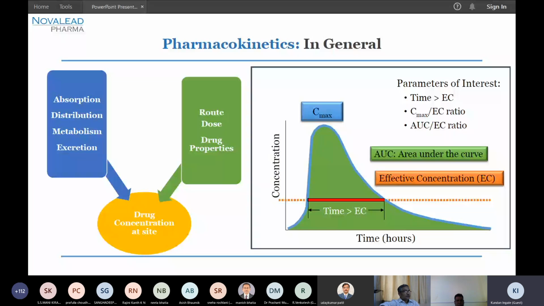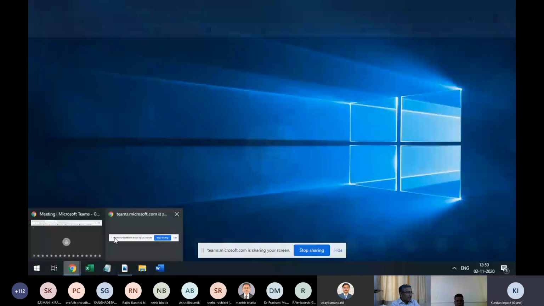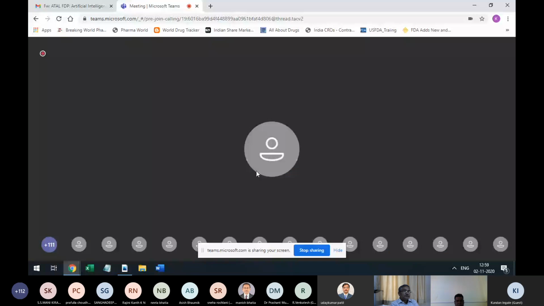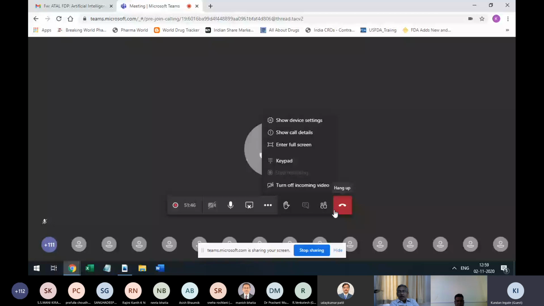Now, when we look at a typical pharmacokinetic graph, sorry, just a minute, I'll try to add a pointer over here. Okay, fine. I'm not sure how it can be added.